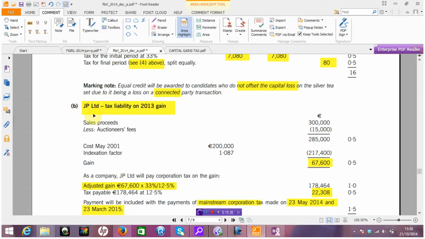What you'll see within this question is, again, the three-liner: proceeds less cost equals gain. It's very much laid out as we would expect. We know the proceeds as per the question. Auctioneer's fees are certainly deductible from the gross sales proceeds. And then all that we do within the cost element is uplift the cost for the indexation factor. That gives us a figure of 67.6. And you'll see that we'll get 1 mark just for laying out some fairly simple information.